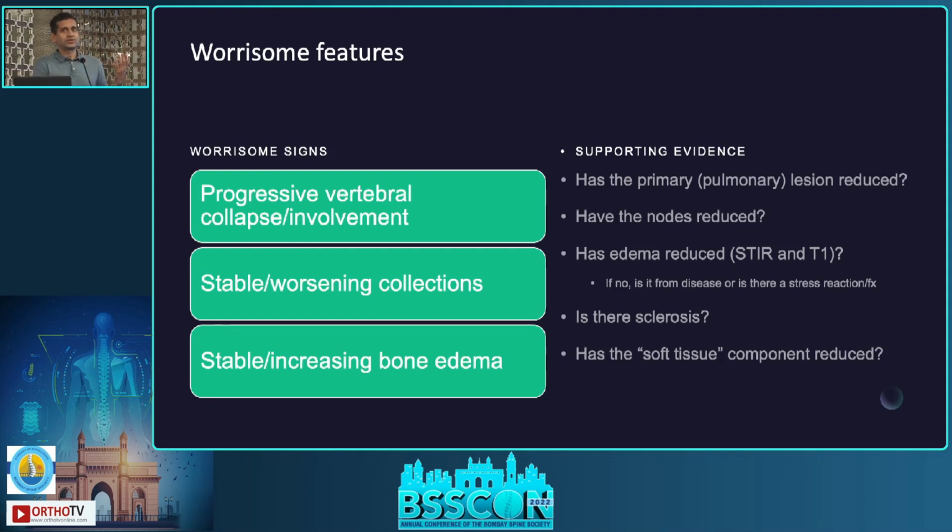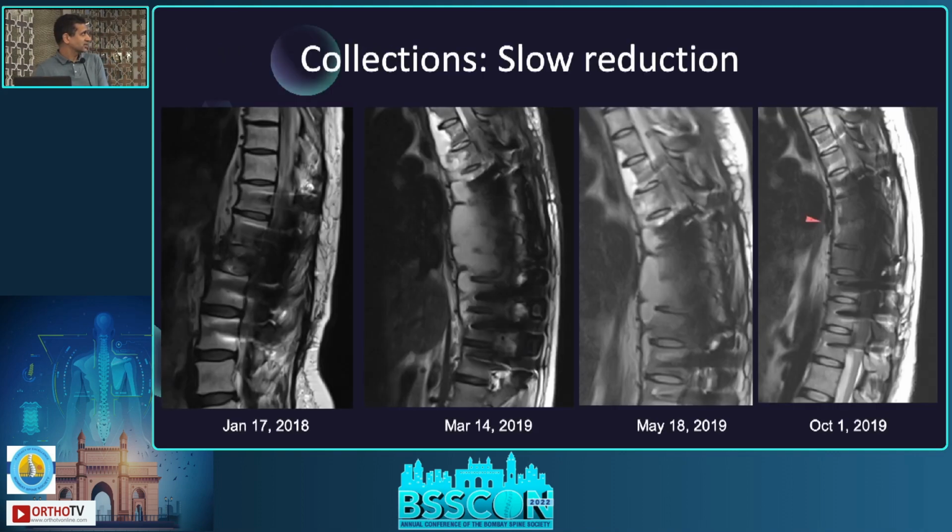Sclerosis is a good thing for us to look for, which you can see on MR. And then the question is whether the soft tissue component as opposed to the fluid component has reduced. And these are all just clues. None of these is 100% diagnostic.